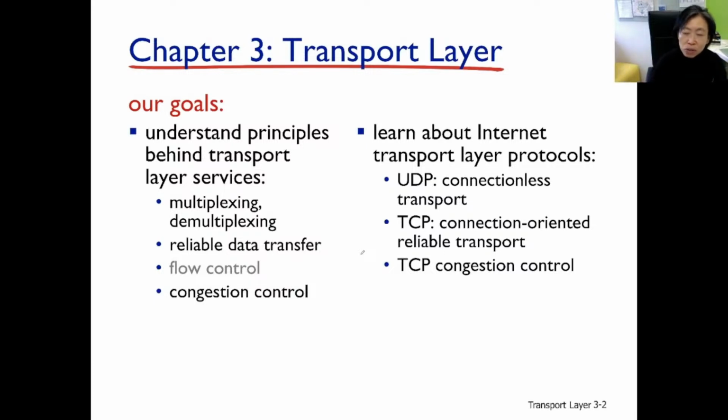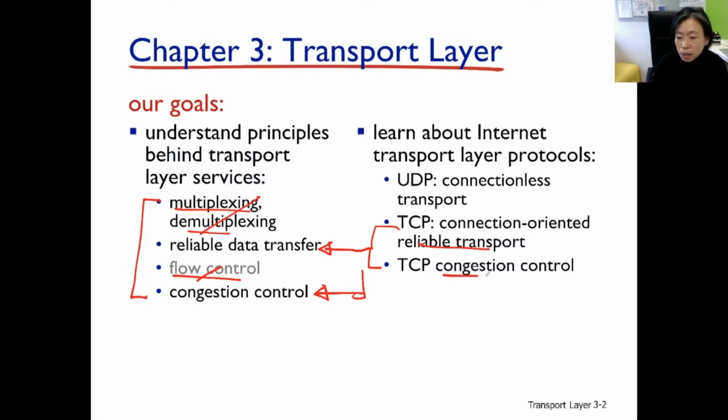So in the transport layer service, there are a number of important functionalities: multiplexing, demultiplexing, reliable data transfer, flow control, and congestion control. Each of these is important, but multiplexing, demultiplexing, and flow control are super simple. They'll be done in one or a couple of slides. What's going to take us quite some time is reliable data transfer, and then slightly less, congestion control. Both of these functions are implemented in TCP.